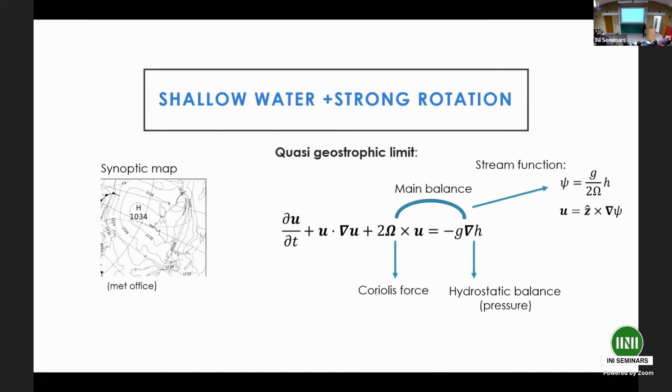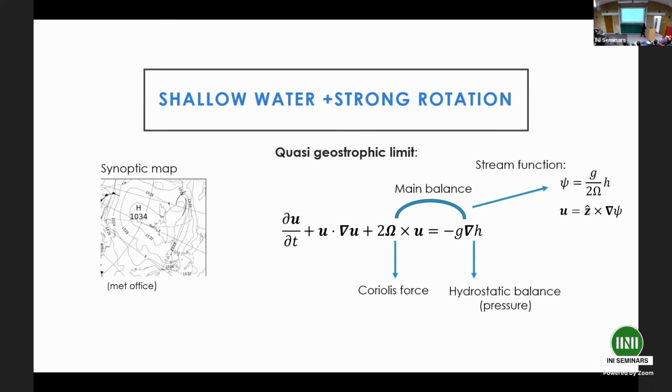And then if I take one more limit, which is to assume that I have a very fast rotation, which is called the quasi-geostrophic limit, this means that the main balance in this equation is coming from Coriolis balancing the hydrostatic pressure. And this is what you typically see, right? These contour lines are basically a reflection of that in a synoptic map. So then that gives you a relation between the velocity and the pressure, which is related to the height field, and through what's called a stream function, which just describes that the flow flows along the streamlines.